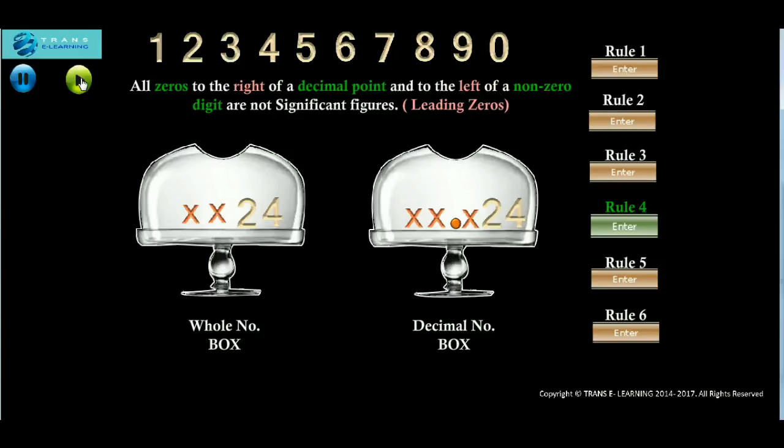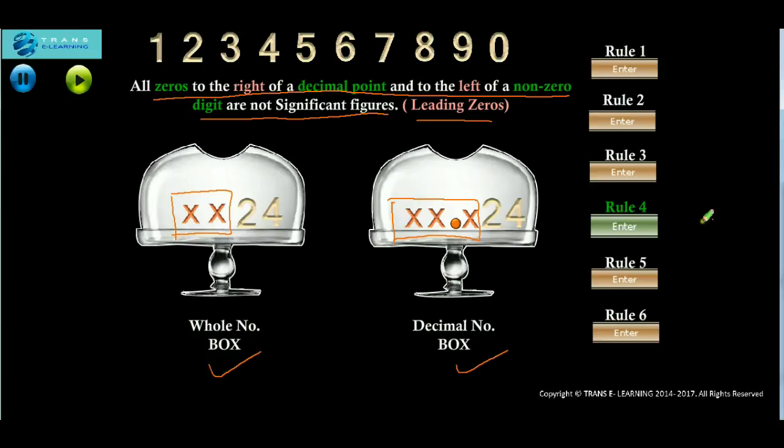So what does this prove? This tells that as per the rule 4, all zeros to the right of a decimal point and to the left of a non-zero digit are not significant. That means we are talking about leading zeros here, that they are not considered as significant, whether we take a whole number or we take a decimal number. So this was rule 4. Let's see what rule 5 has to say.